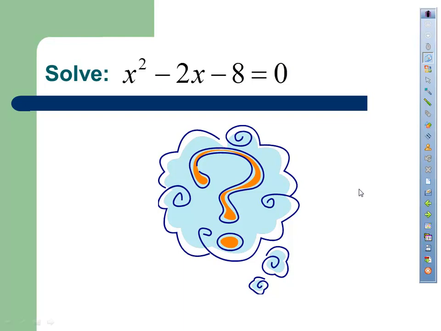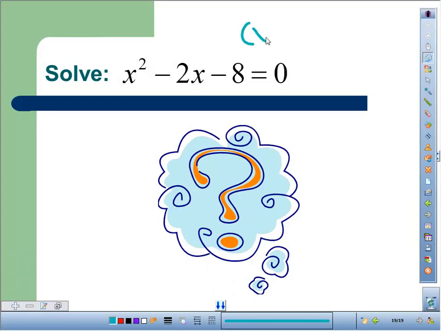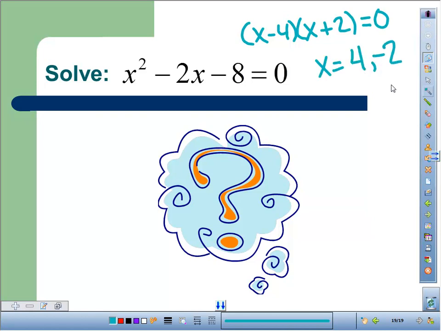Now, can we solve this equation using our square root method? No. So as of today, before today, how could we solve this equation? We could factor it, yes? x minus 4, x plus 2 equals 0. So x is what? 4 and negative 2.